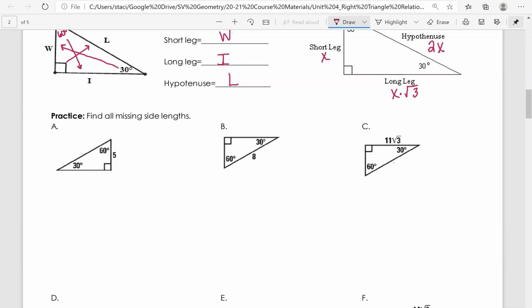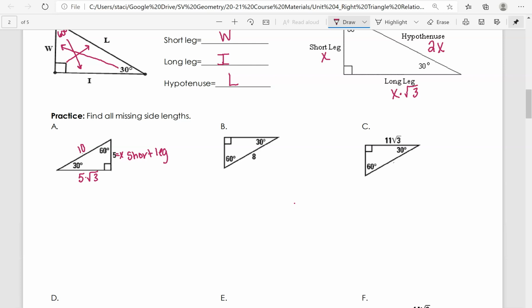So on letter A, I can see that I have my short side. Well, I'm going to call it short leg. My short leg is equivalent to x. So that means to find the hypotenuse, I have to double x, so my hypotenuse is 10. And then my longer leg is the short leg times root 3. So 5 times root 3.